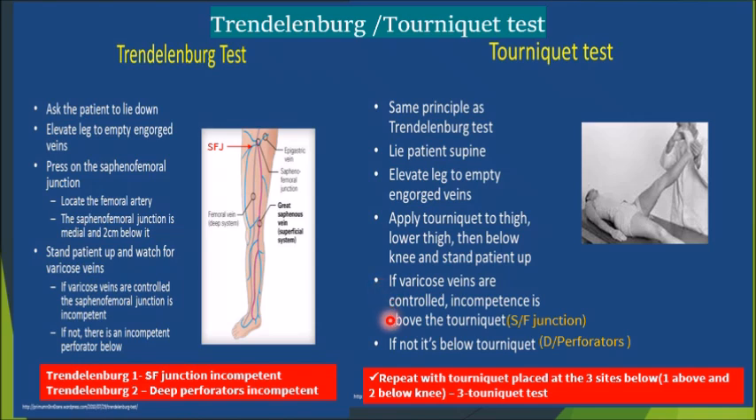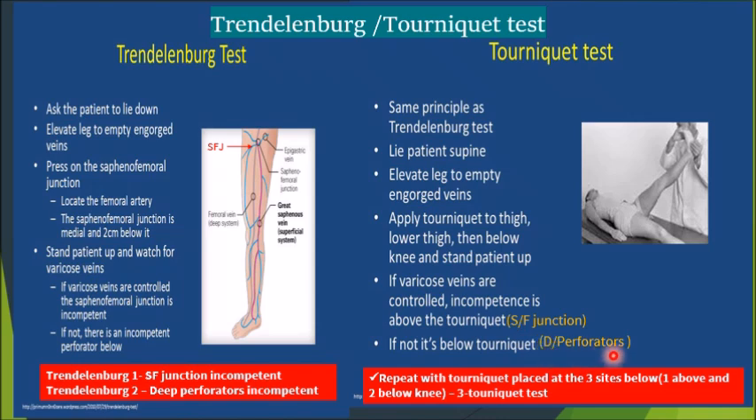That is your SF junction. If the varicose veins are not controlled, then the filling is from below, and that indicates deep perforators incompetence.